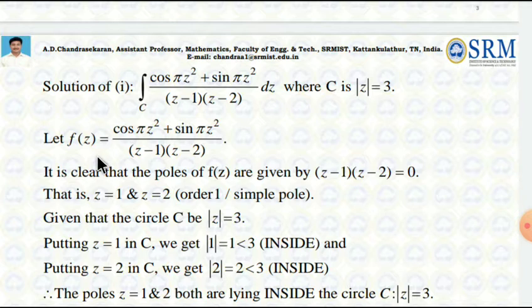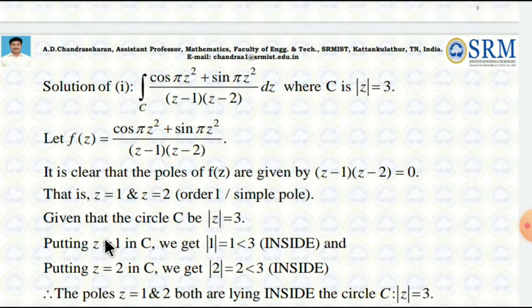Now we first find the poles. It is clear that the poles of f(z) are where the denominator equals 0. So we get z = 1 and z = 2 as the two poles of order 1, that is, simple poles. But what is the given circle for the first question? |z| = 3. That means C is the circle whose center is the origin and whose radius is 3. So the poles cannot exceed the radius value.